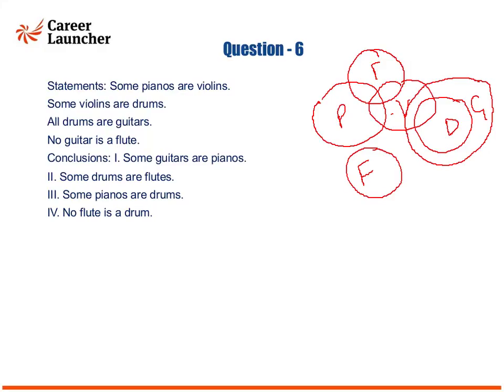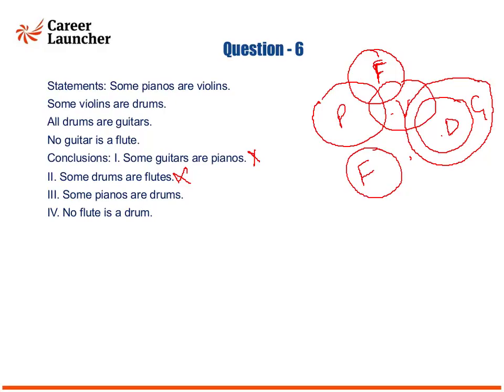Okay, so let's take up the given conclusions. Some guitars are pianos. We see pianos are here, guitars are here, so no. Conclusion 1 doesn't follow. Some drums are flutes. It's clearly written, no guitar is a flute, and when drum is a subset of guitar, definitely no drum will also be a flute. So we'll strike it out. Flutes and drums can never connect.